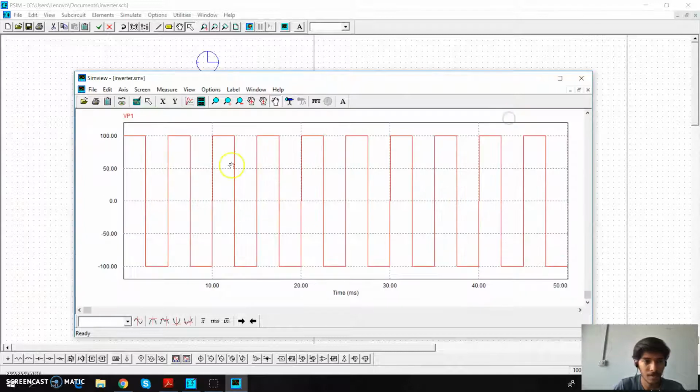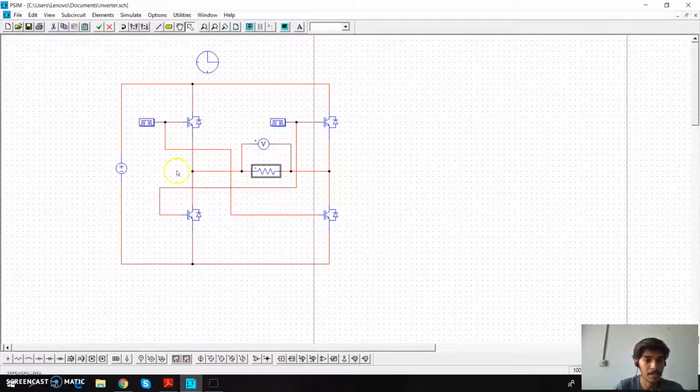So we can observe here that the input voltage we applied is a DC voltage and the output which we get is between plus 100 to minus 100, that is the plus Vs to minus Vs. Now let us observe the waveform at the pulse generating blocks using the voltage probes.